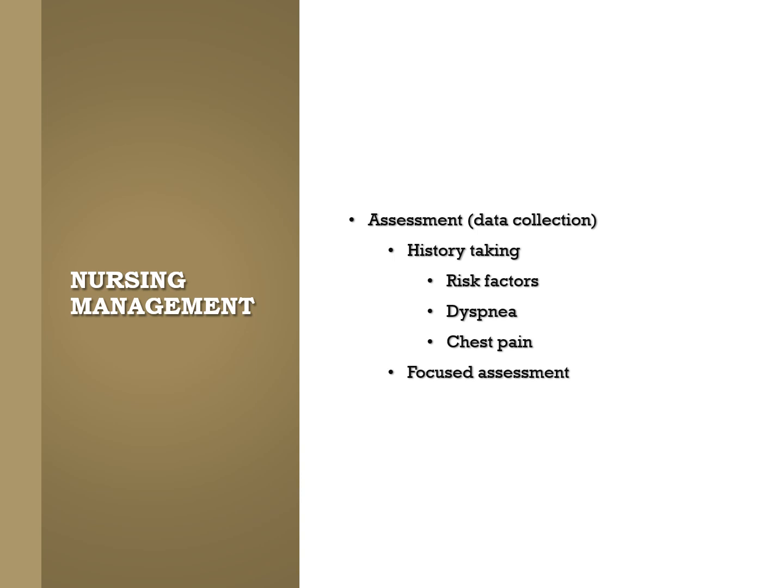A pulse deficit is the difference between the apical and the radial pulse rate when they are counted at the same time. An apical pulse rate should be taken for all patients upon admission. Heart sounds are auscultated at least every 8 hours on all patients with a known dysrhythmia or potential for dysrhythmia, a valve problem, or heart failure.